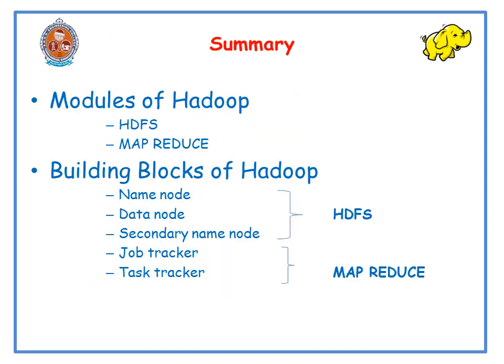Finally, we are going to summarize our discussion. We have two modules in Hadoop, HDFS and MapReduce. HDFS is for storage of data and MapReduce is for processing of data. In order to execute these tasks, we have building blocks. Name node, data node and secondary name node are associated with HDFS. Job tracker and task tracker are associated with MapReduce. Name node and job tracker act as master services and data node and task tracker act as slave services for the corresponding modules.